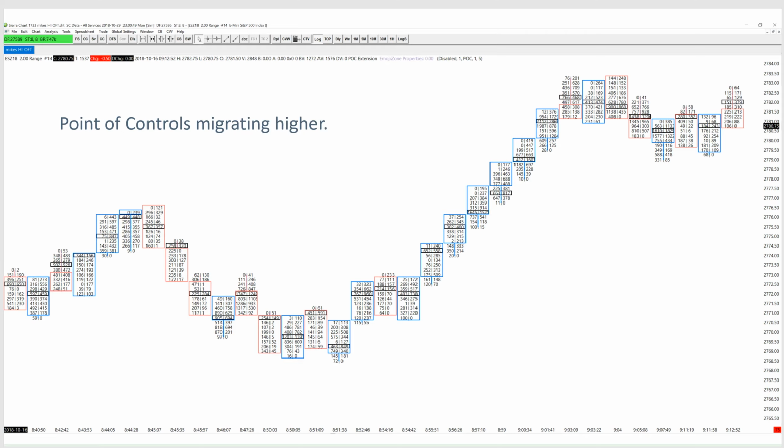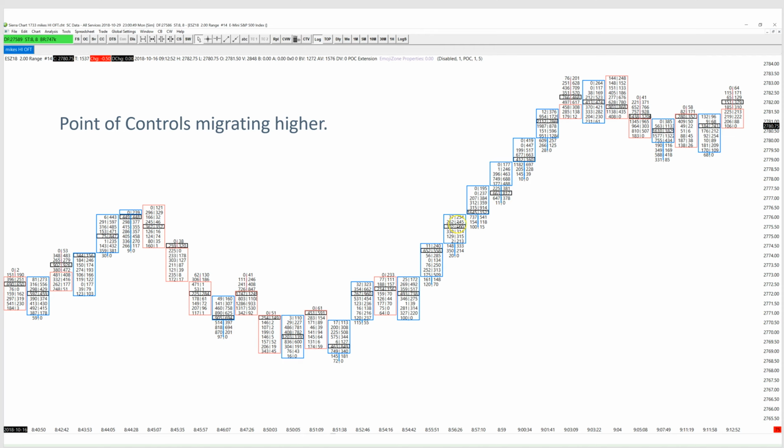And if you look at a footprint chart, you can see our point of controls migrating higher. We come into this low, started to rally, just went sideways, then we see a higher point of control, higher point of control, higher point of control, higher than the previous ones.